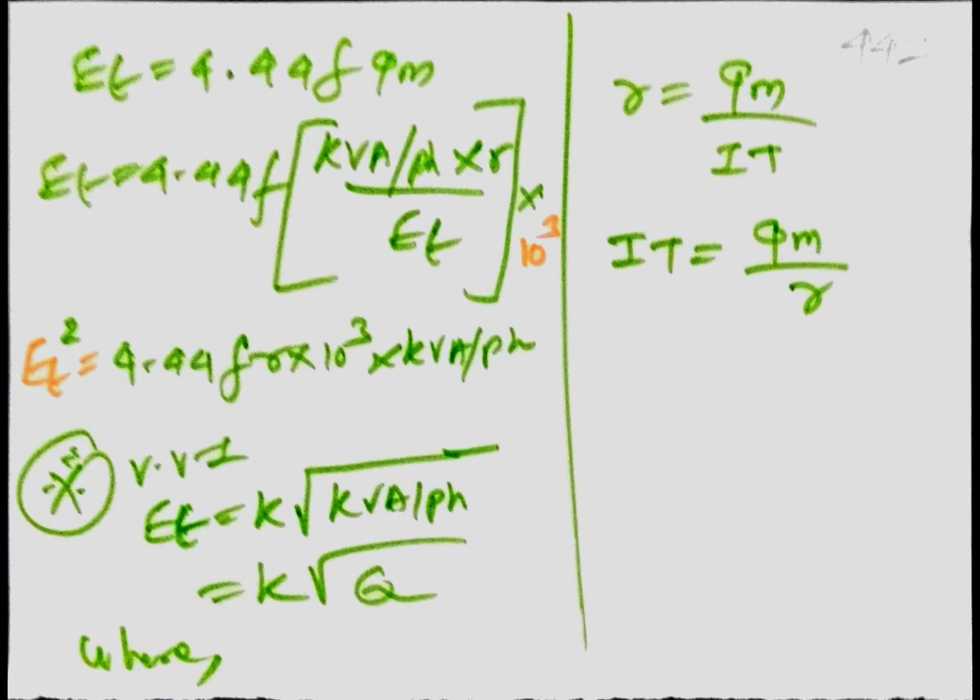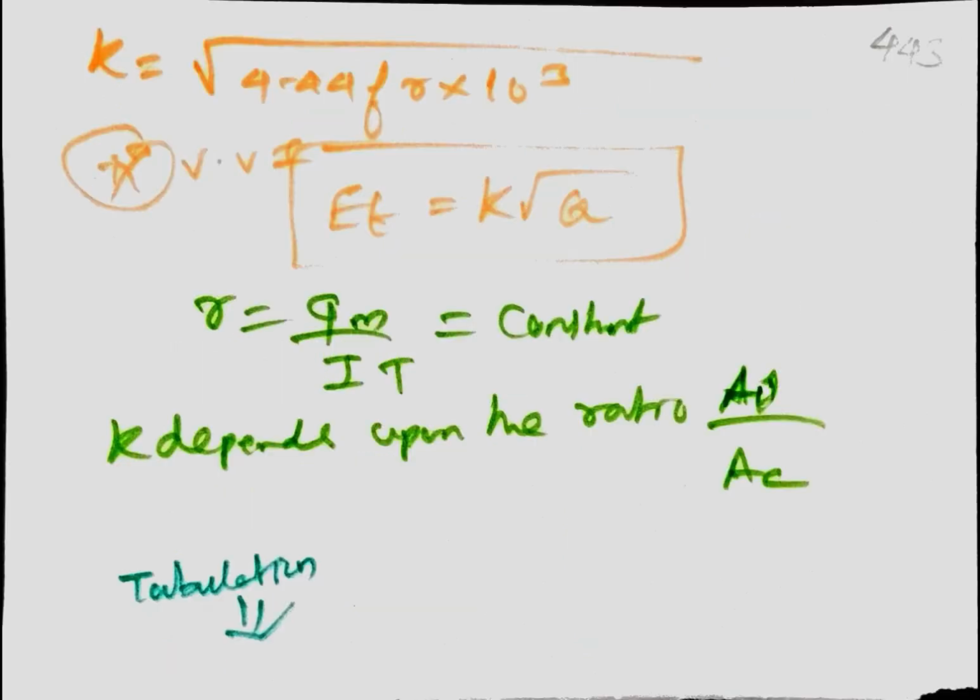Et is K into root of kVA per phase. That is Et is equal to K root of Q. That is a very, very important equation, where K is root of 4.44 f into r into 10 power 3. Et value is K into root of Q. r is equal to φm divided by IT, which is constant. K depends upon the ratio Ai divided by Ac. Tabulation, we see on the next page.